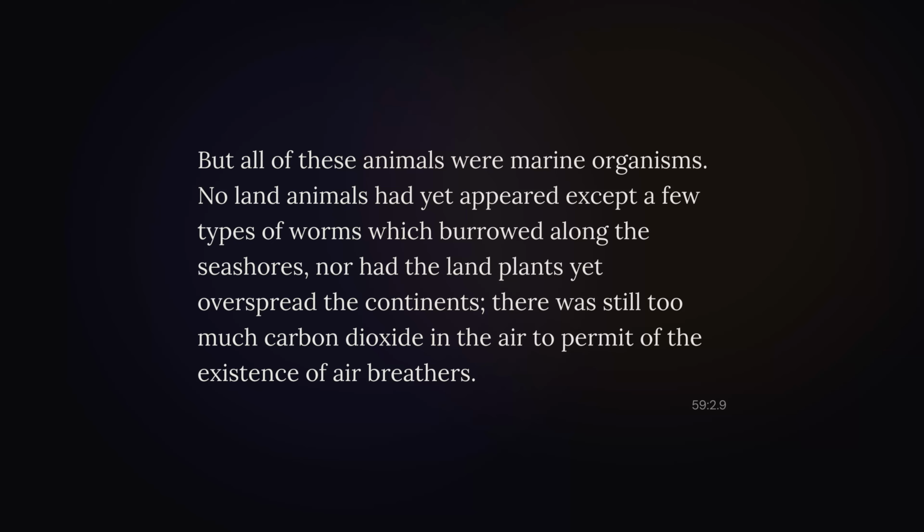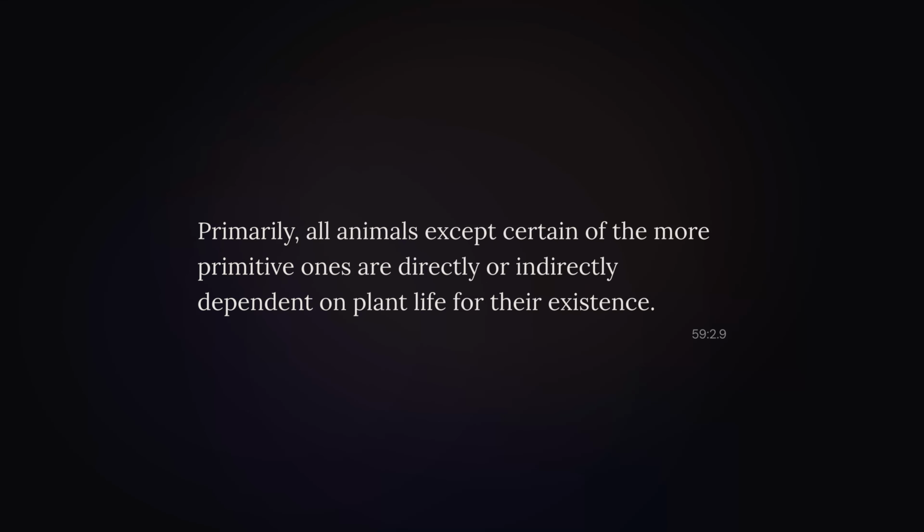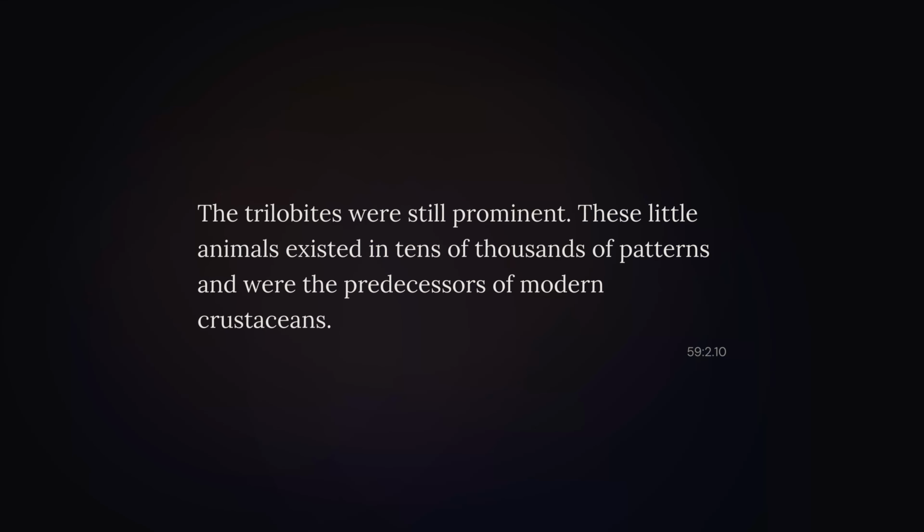But all of these animals were marine organisms. No land animals had yet appeared except a few types of worms which burrowed along the seashores, nor had the land plants yet overspread the continents. There was still too much carbon dioxide in the air to permit of the existence of air breathers. Primarily, all animals except certain of the more primitive ones are directly or indirectly dependent on plant life for their existence. The trilobites were still prominent.